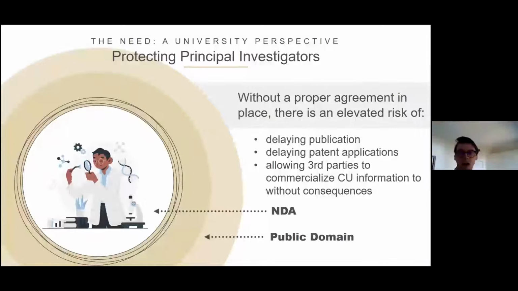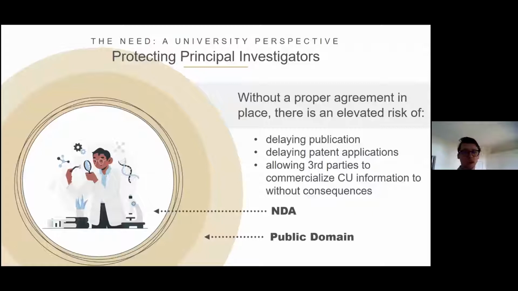There we go. Thanks. First and foremost, we want these NDAs to protect the PI. This is why contract administrators aim to have the NDAs scoped for a very specific purpose so that discussions can take place quickly and no additional burden is placed on continuing their research. Without an NDA in place, all PIs on campus will run into an issue of generating more risk that can impact both themselves, their work, and the university. Often the lack of an agreement or the use of an incorrect agreement type means there could be a delay in publication results, delay in patent applications, or even giving third parties the ability to commercialize CU information without consequences.